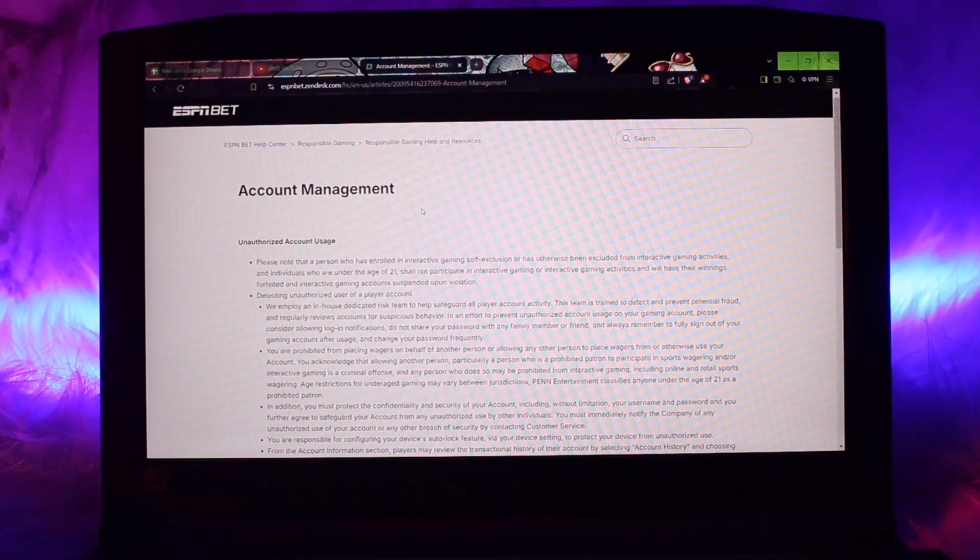Number 2 is verify your identity. If the suspension is due to a verification issue, provide the required documents like a valid government ID, proof of address such as a utility bill or bank statement, and social security number verification. And number 3 is check your location.